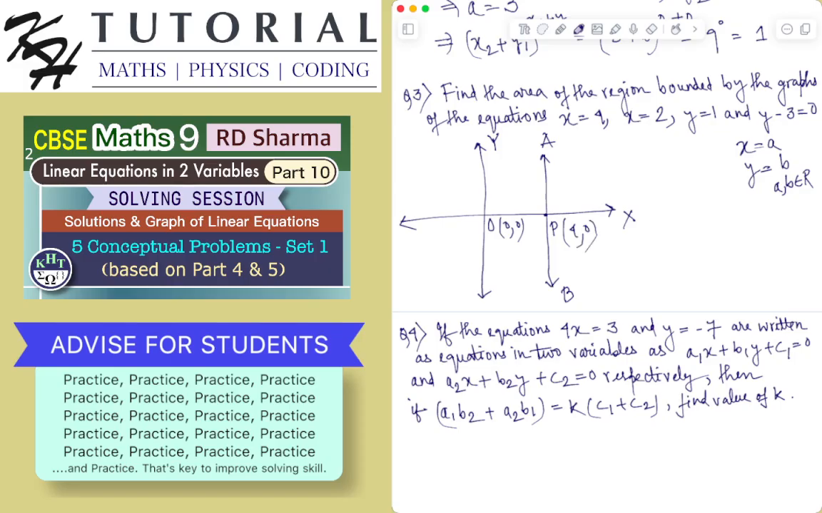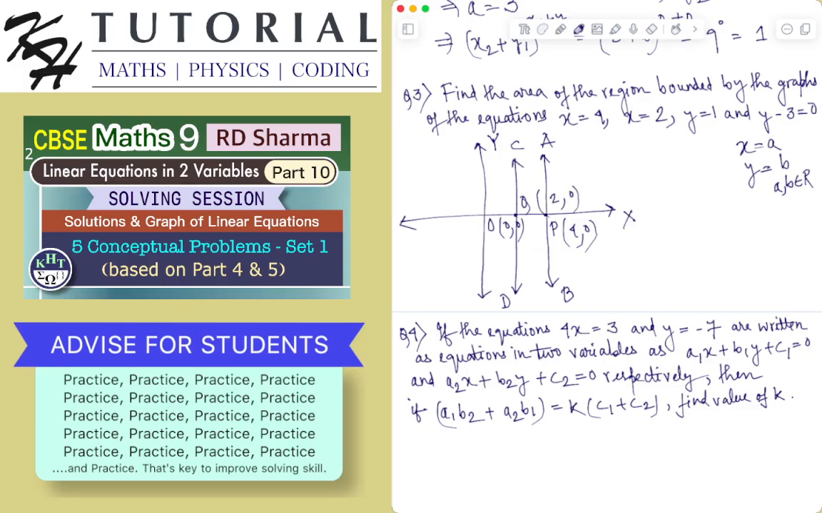Similarly, x equals 2 will also be a line parallel to the y-axis, but it will be at a distance 2 to the right-hand side of the y-axis. So let's say this is the graph or line of the equation x equals 2. Let's say it is intersecting the x-axis at the point Q. So the coordinate of Q will be (2, 0).